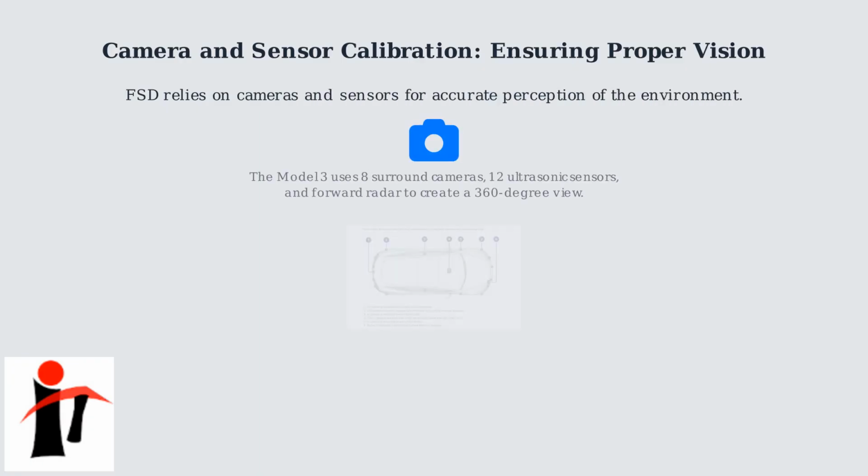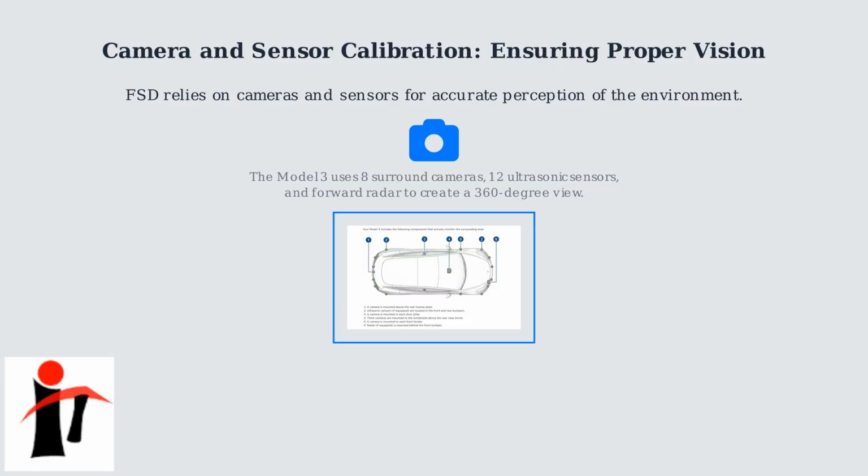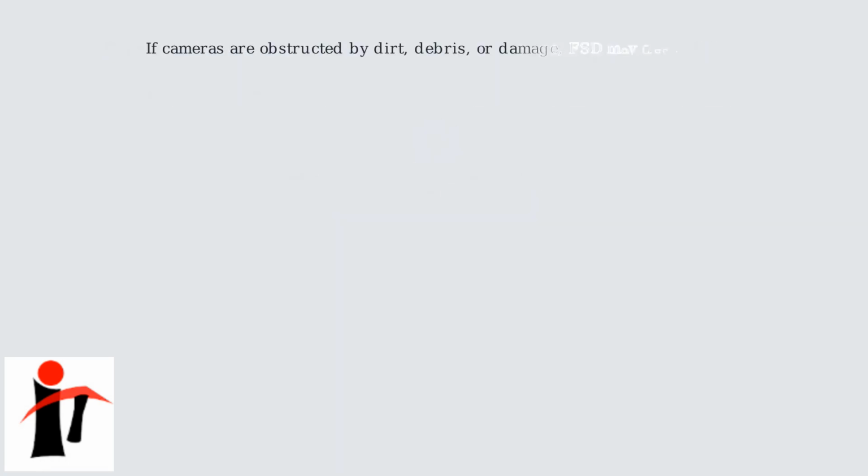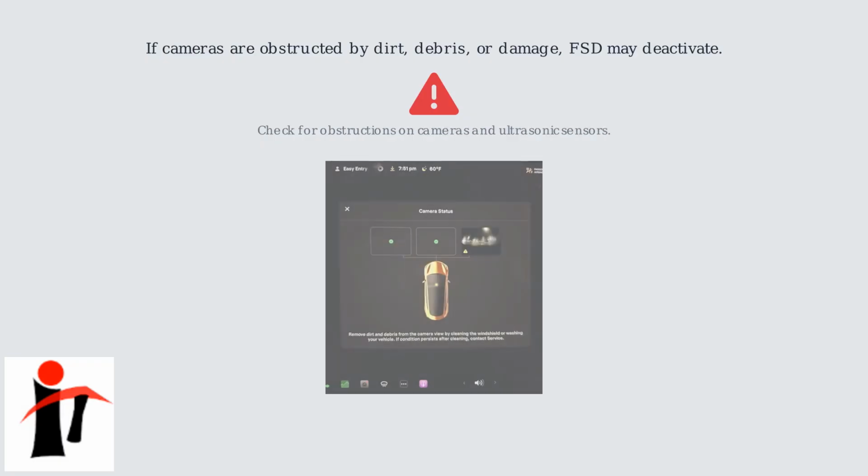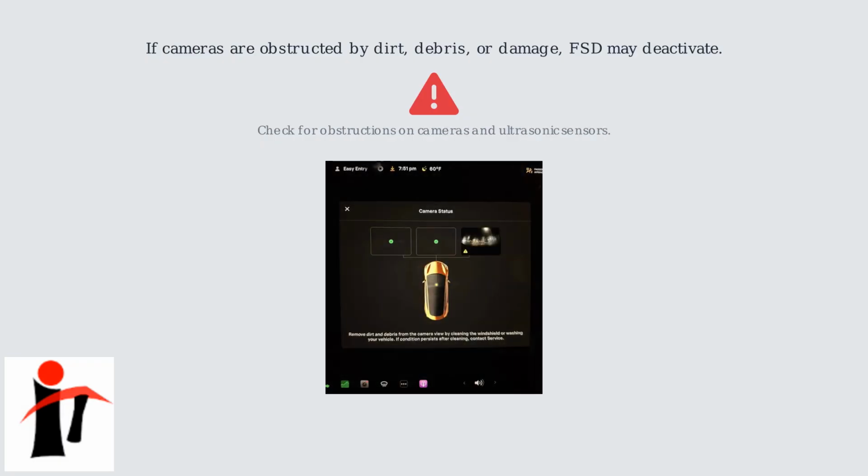FSD relies on its cameras and sensors for accurate perception of the environment. The Model 3 uses 8 surround cameras, 12 ultrasonic sensors, and forward radar to create a 360-degree view. These components work together to detect lanes, pedestrians, and obstacles using AI processing. If these cameras and sensors are obstructed by dirt, debris, or damage, FSD may deactivate to ensure safety.